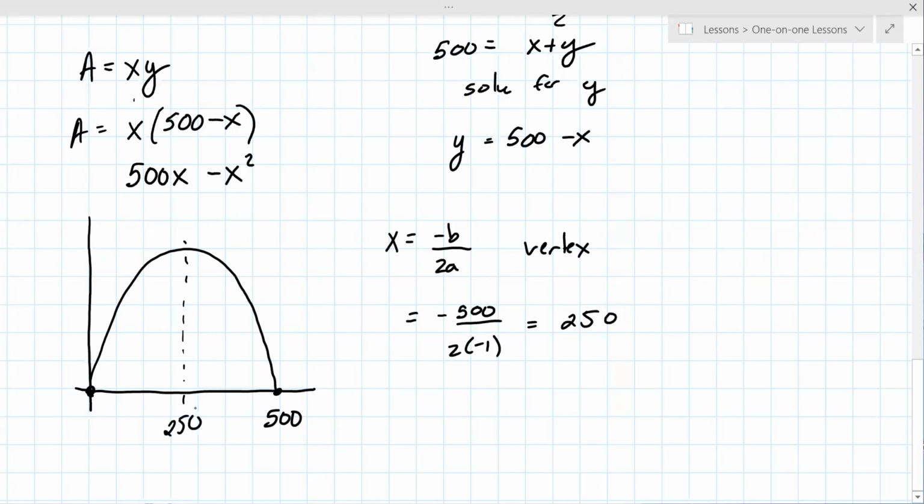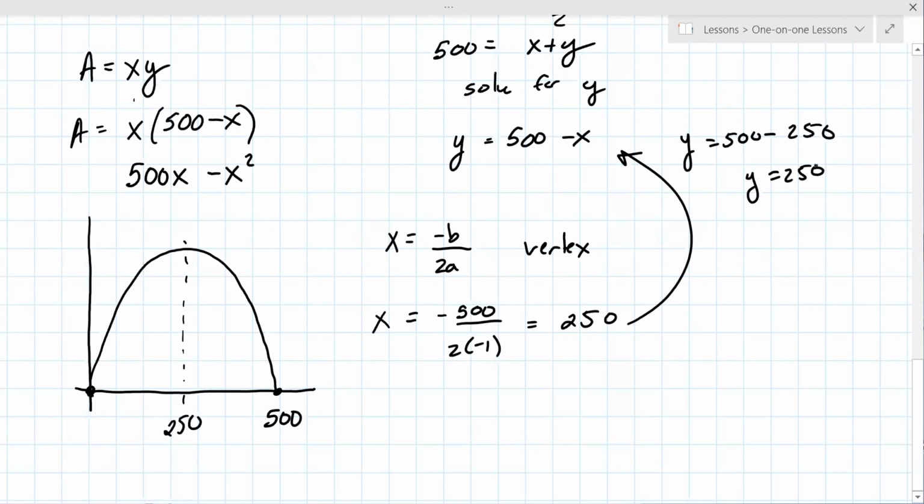That's the x value. Oh, okay. Okay, so whenever you're dealing with a parabola, the min or max is always halfway between. To find y, we take this and go back up here. y is equal to 500 minus 250. y is equal to 250.